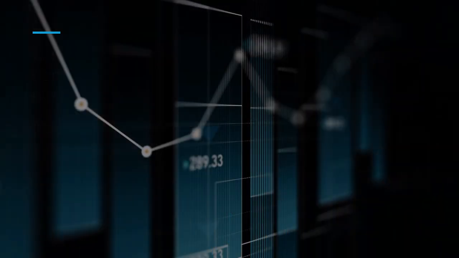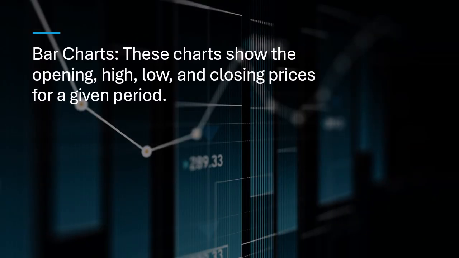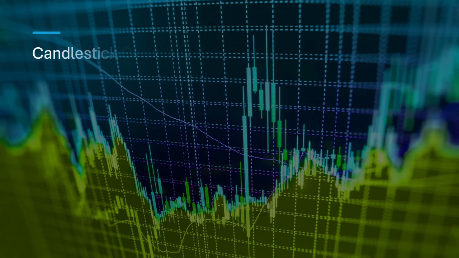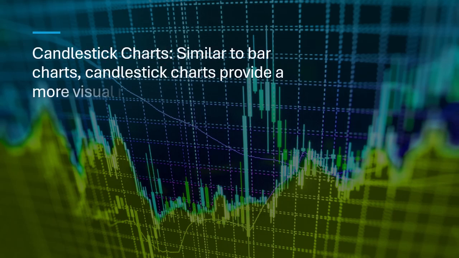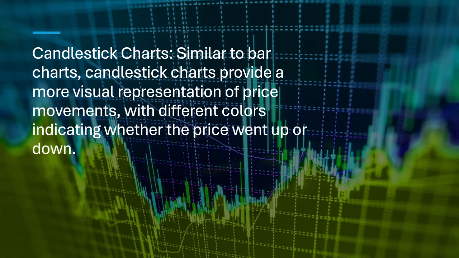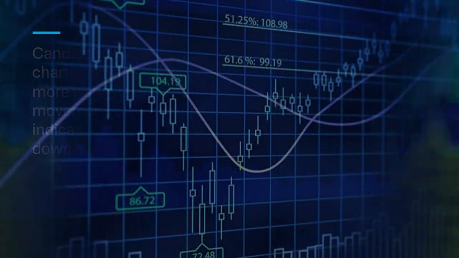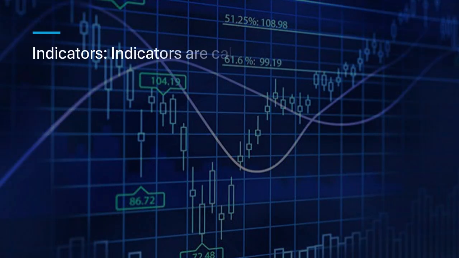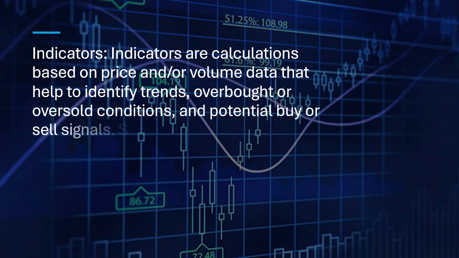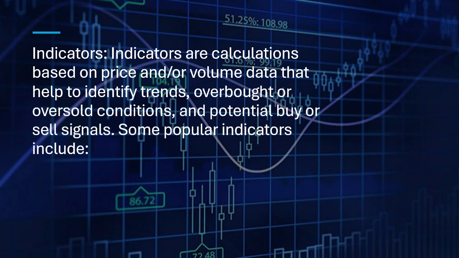Bar charts. These charts show the opening, high, low, and closing prices for a given period. Candlestick charts. Similar to bar charts, candlestick charts provide a more visual representation of price movements, with different colors indicating whether the price went up or down. Indicators. Indicators are calculations based on price and/or volume data that help to identify trends, overbought or oversold conditions, and potential buy or sell signals.